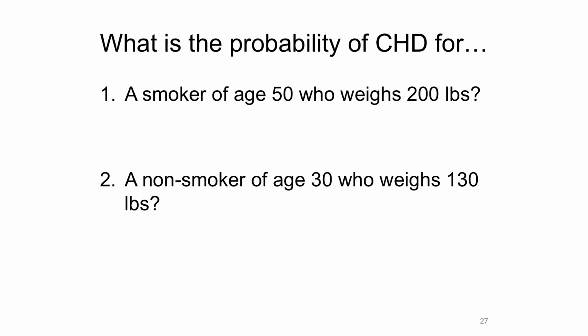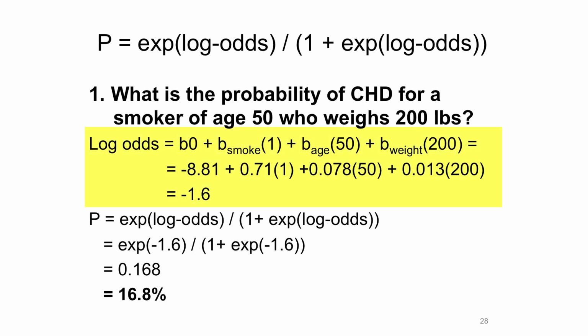But for the sake of example, let's say that the linearity assumption was met for the continuous age and weight variables. How would we calculate the probability of CHD for a smoker of age 50 who weighs 200 pounds and a non-smoker of age 30 who weighs 130 pounds? For a smoker of age 50 who weighs 200 pounds, we write out the full logistic regression equation and multiply the smoke coefficient by 1, since 1 indicates smoking status equals yes. We multiply the age coefficient by 50 and the weight coefficient by 200. And this gives us a log odds of negative 1.6.